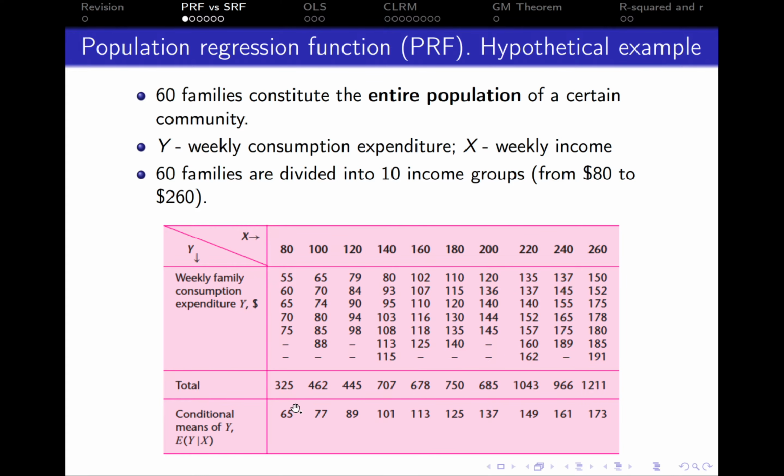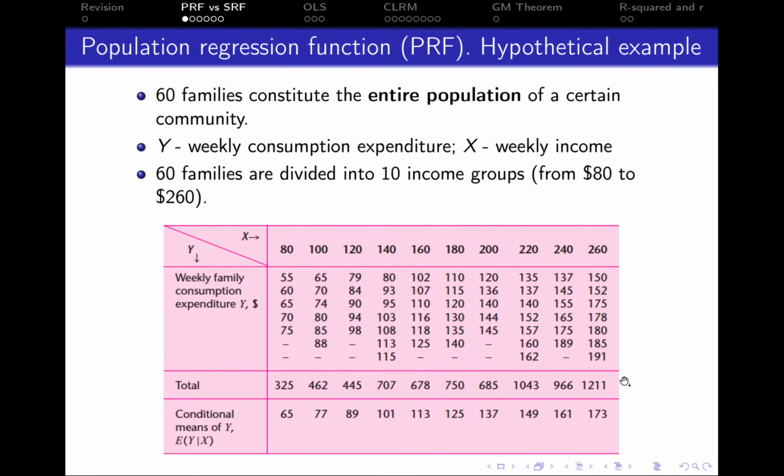So what conditional mean is, it's the following. This is the average of Y given the value of X. So in case of the first group, that will be the average consumption expenditure given the value of 80 for income. In case of the second group, for example, 77, this is the conditional mean of consumption expenditures given the income of 100, and so on and so forth.